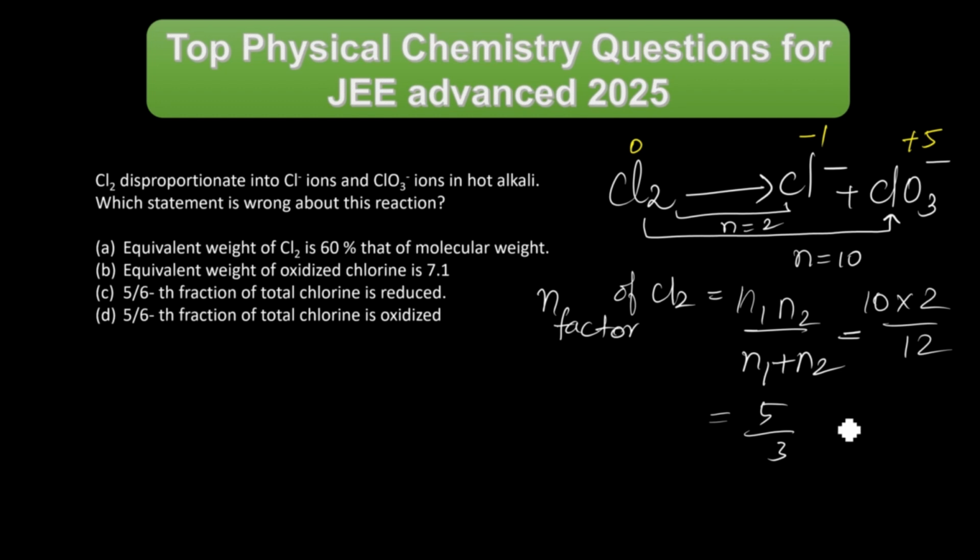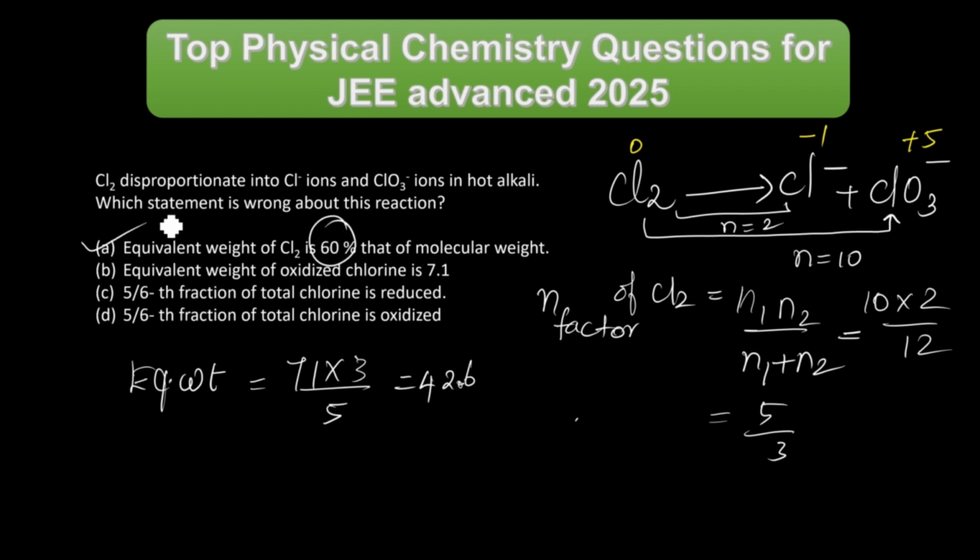So finding out the equivalent weight. So equivalent weight, I'm writing it here. We have to use the molecular mass of Cl2, which is 71, 3 by 5 by N factor. So it becomes 3 by 5, that is 42.6. Okay, 42.6 is the 60% of the molecular weight. Okay, fine. So option A is right.